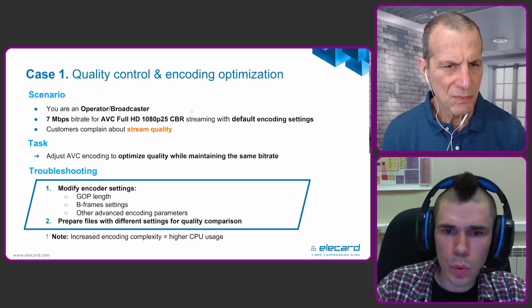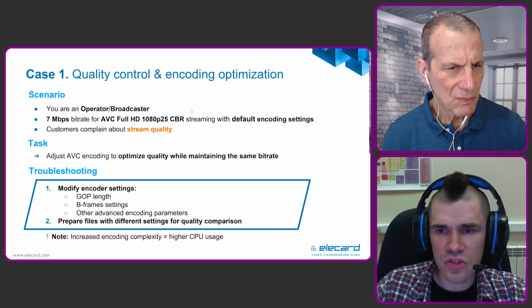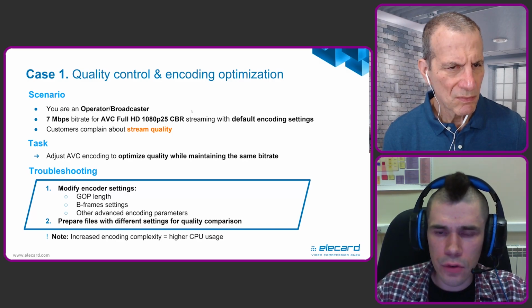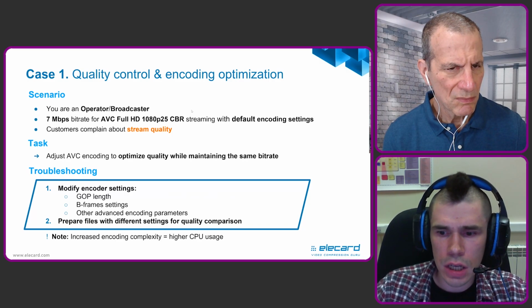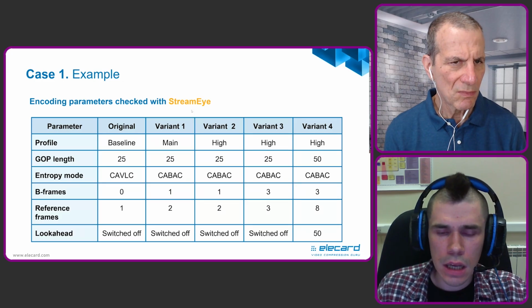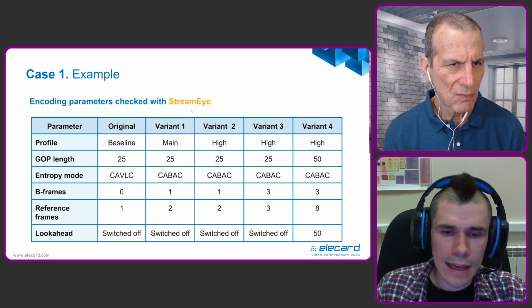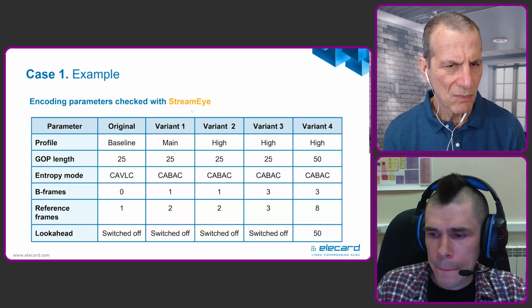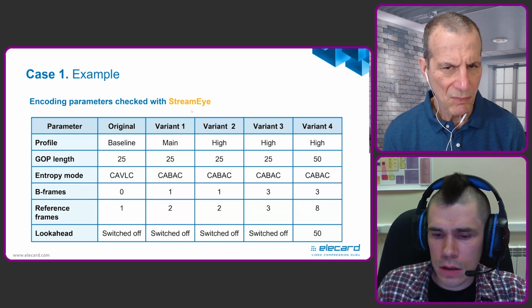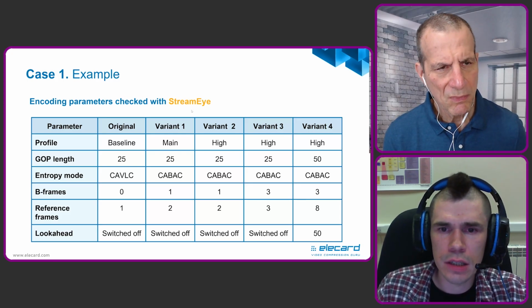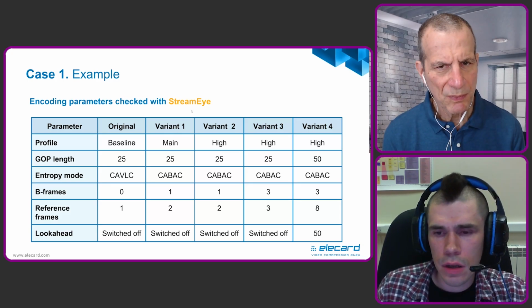For that purpose, we will use their file-based StreamEye analyzer. First of all, we can dump the file, open it in StreamEye, and check their current version of settings for the encoder. Then we can play with the regular encoder settings. What we actually did, we added 4 different variants of encoder settings, and here is the table with them.